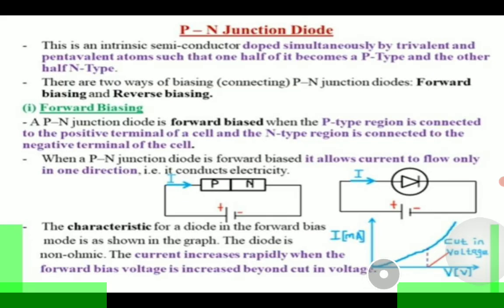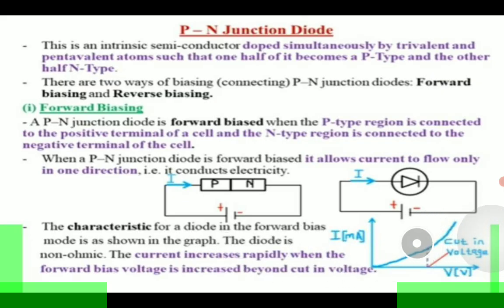This means that at low voltages, the current changes slowly until the voltage reaches a certain point when the current sharply increases. So the current increases rapidly when the forward bias voltage is increased beyond what is called the cut-in voltage. So this cut-in voltage is a point where the current seems to increase very sharply and very rapidly.